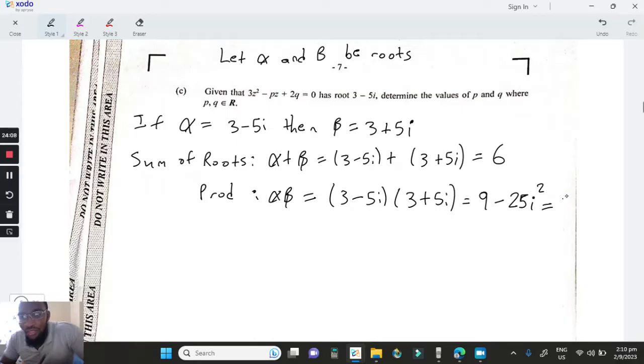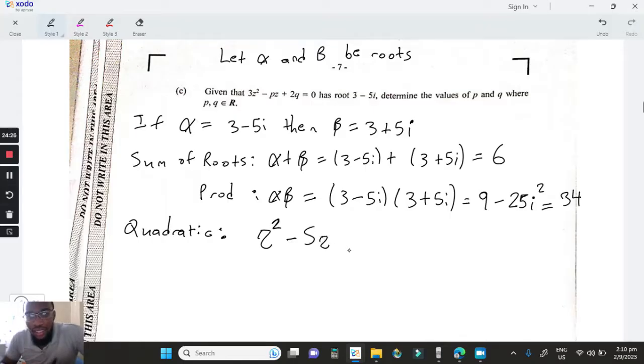9 plus 25 is 34. Okay, great. So in that case, the quadratic is given by, remember, z squared minus the sum of the roots times z plus the product of the roots equal to 0. So it is z squared minus 6z plus 34 equals 0.